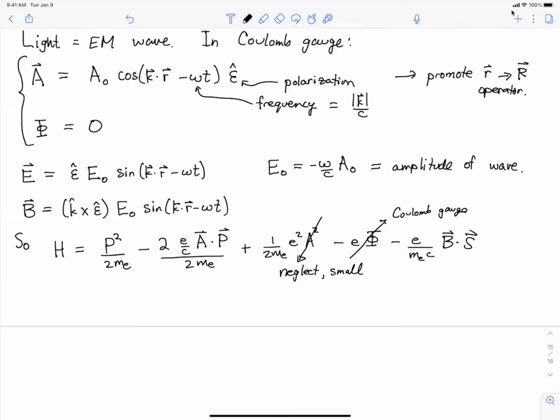So what's left? What's left is the first term, which we're going to call our unperturbed Hamiltonian. And then the 2 surviving remaining terms here are going to be our perturbation. Hidden in that is the fact that A and B both depend on time harmonically. And so this is a great example of a harmonic perturbation. Okay, questions on any of this so far?